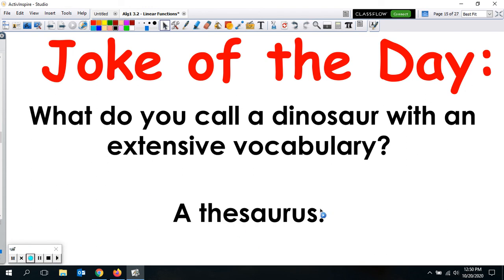Well, a thesaurus. Now, hopefully you know what a thesaurus is. I mean, with the way computers are now, we don't need a thesaurus as much anymore, but I know when I was in school, we had a dictionary and then we had a thesaurus. So if you don't know what a thesaurus is, ask your parents and they will let you know.